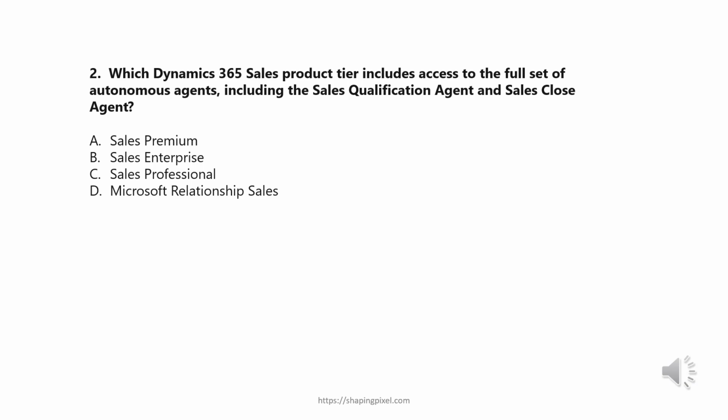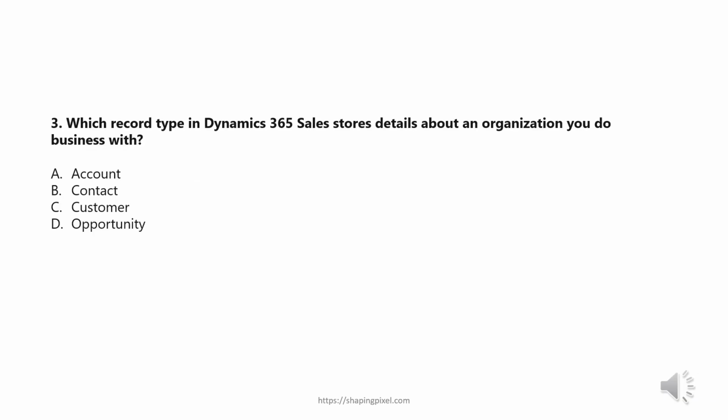Which Dynamics 365 Sales product tier includes access to the full set of autonomous agents, including the Sales Qualification Agent and Sales Close Agent? Correct answer is option A. 3. Which record type in Dynamics 365 Sales stores details about an organization you do business with? Account, contact, customer, opportunity. Correct answer is option A.